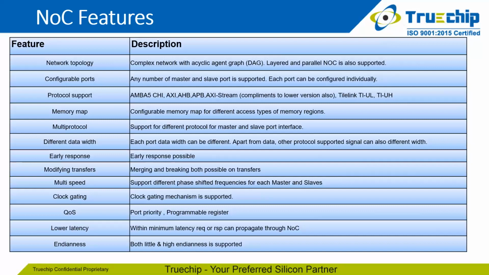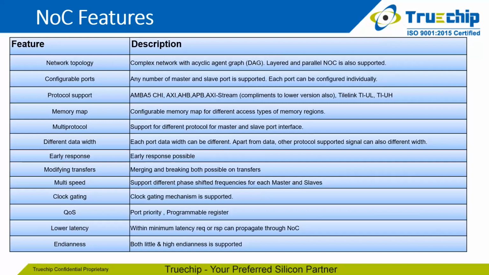Different nodes that we're talking about can operate at different frequencies. They can be in phase or out of phase, individually for master and slave. We also provide a clock gating mechanism. For quality of service, priority and programmable register are the two kinds of features that we provide. The user can choose either of them as desired. For lower latency, the request and response that have to propagate through the NOC are routed such that they take the minimum latency required.